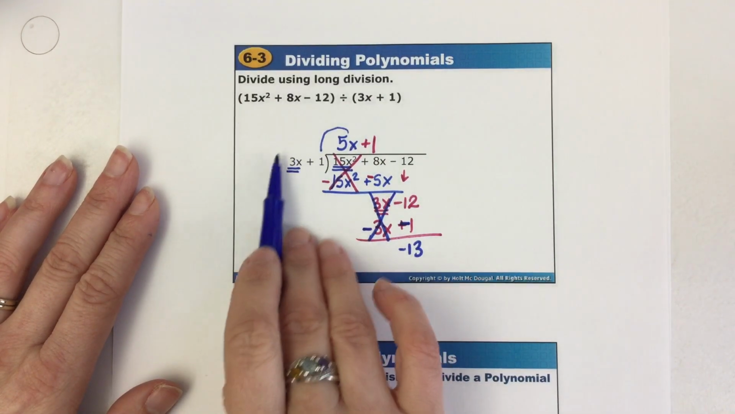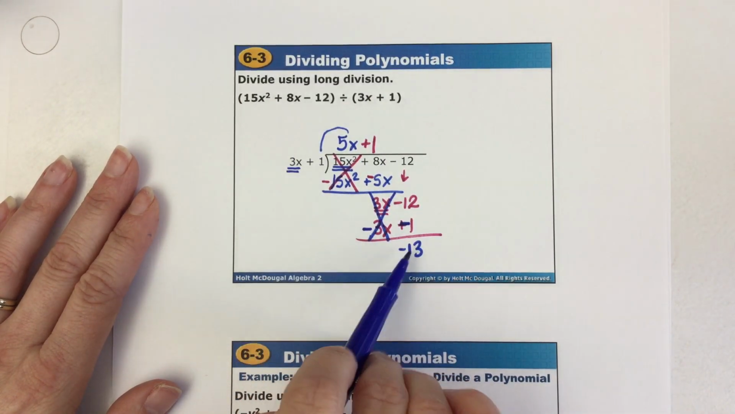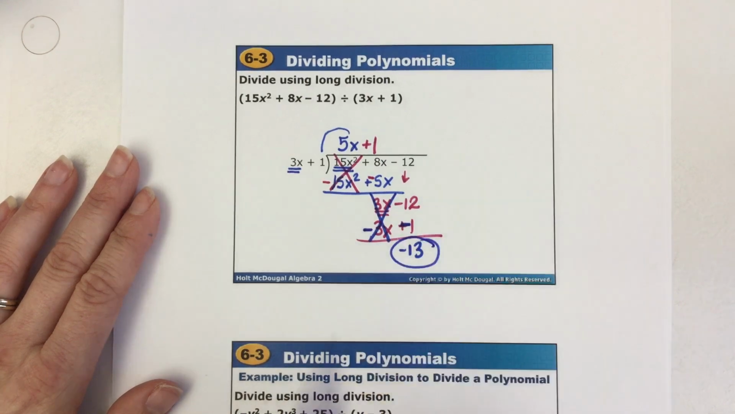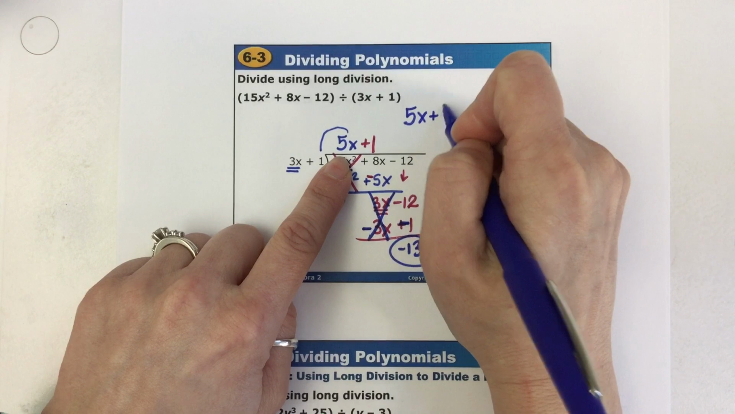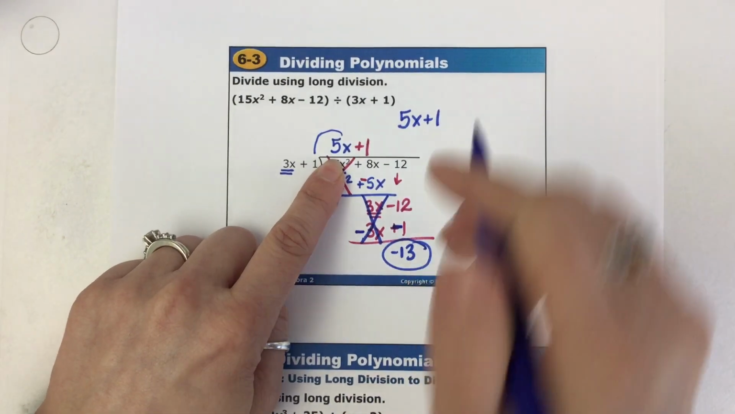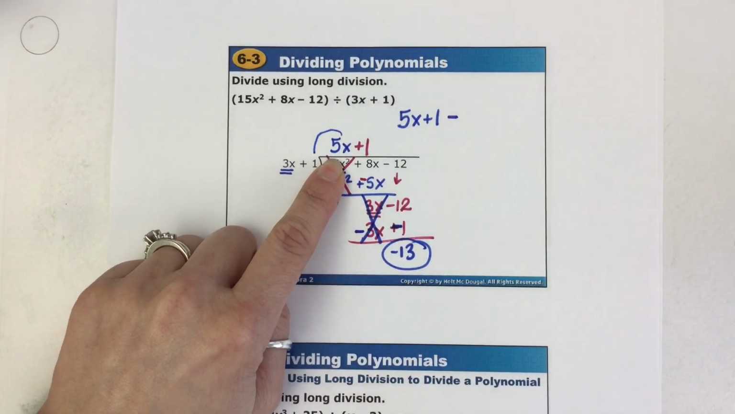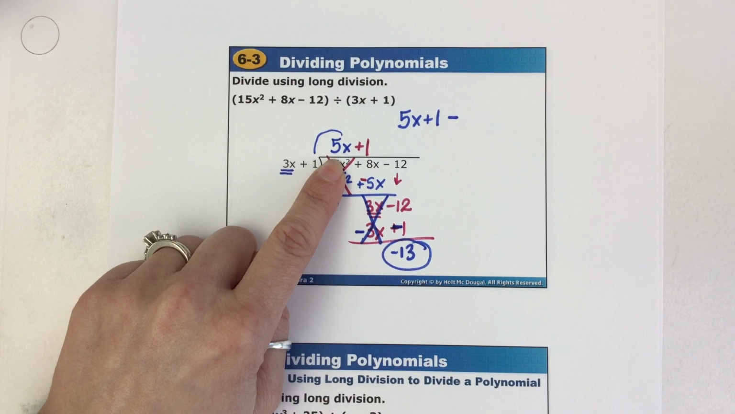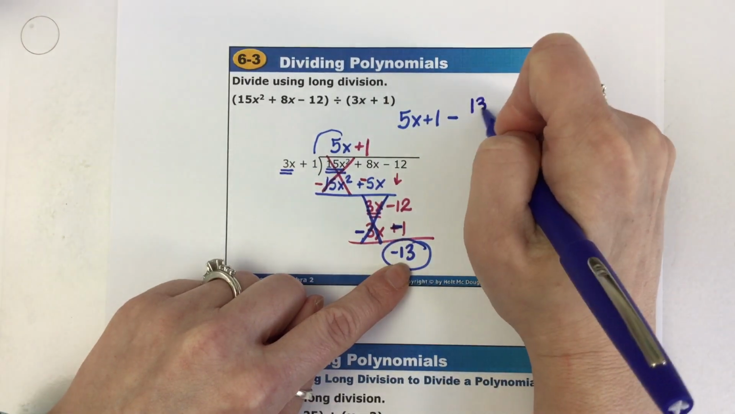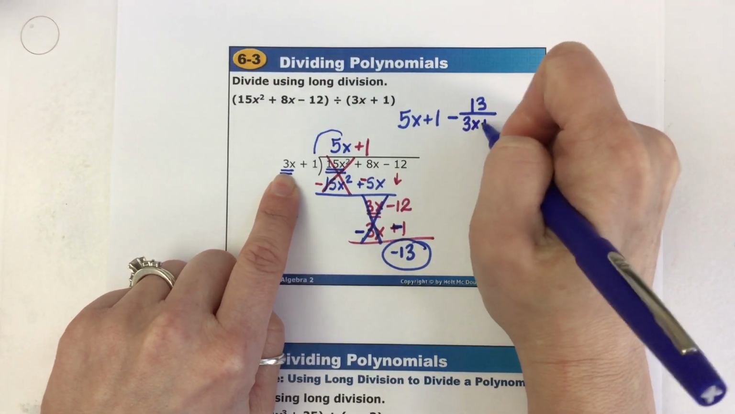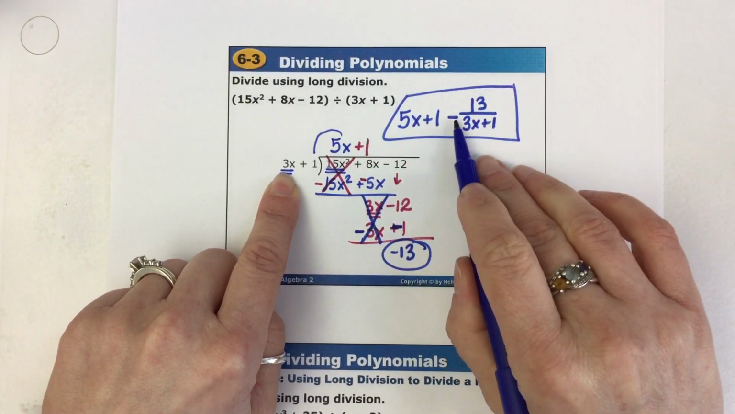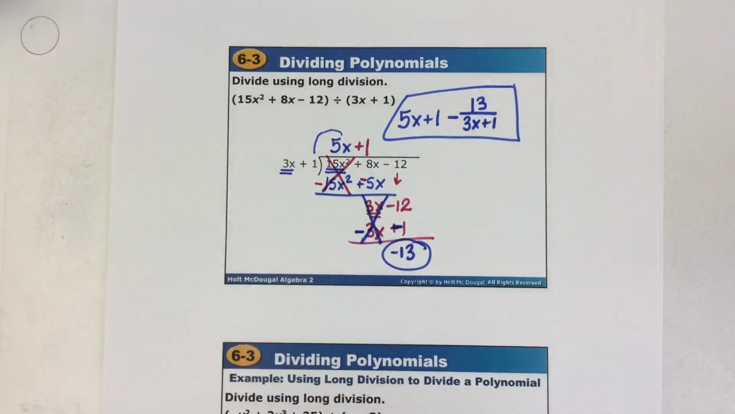There is no way to change a term that has an x into just a number. So this is your remainder. So far, our quotient is 5x plus 1. Our remainder is negative, so you subtract at the end of the problem. If it were positive, you would add. Then it's the numerical value of the remainder over whatever you were dividing by. So our remainder is negative 13 over 3x plus 1. And there's one example.